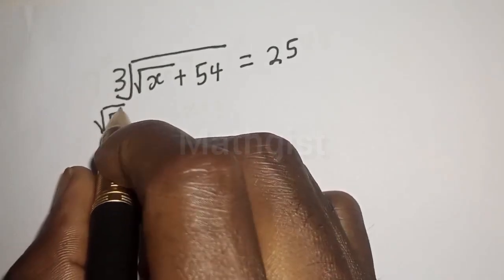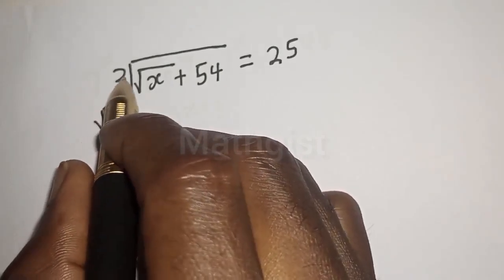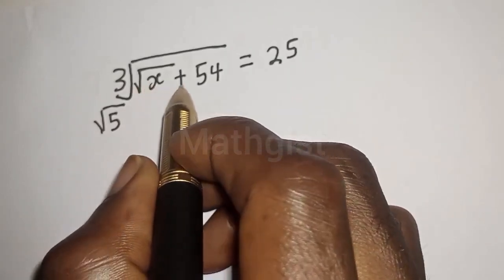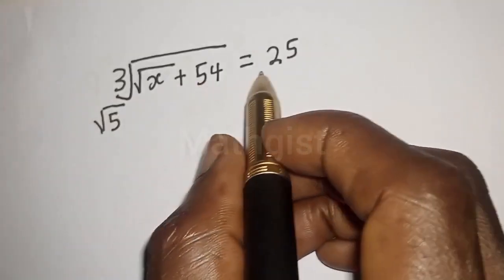Square root of 5 raised to power cube root of square root of s plus 54 is equal to 25.